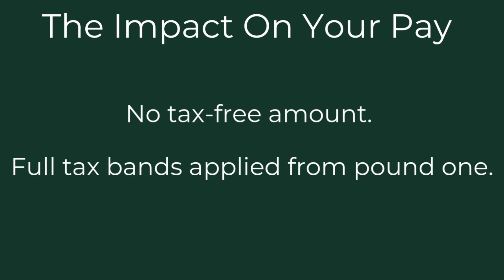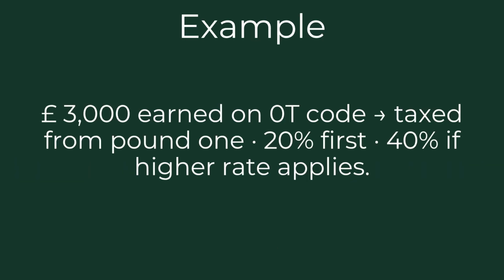With a standard code, your earnings up to £12,570 a year are tax-free. With a 0T code, there is no tax-free amount at all. Depending on your earnings and the tax bands that apply, this can result in significantly more tax being deducted than you would normally expect.